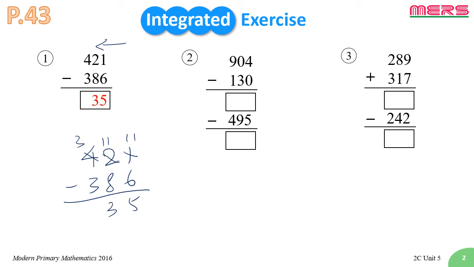That's 35. And here we come to question 2. In question 2, you see that 4 is bigger than 0, so you just keep 4 here, and 0 is smaller than 3, so you have to borrow 1 from 9 to become 10 here. So you can get the answer here, which is 774.